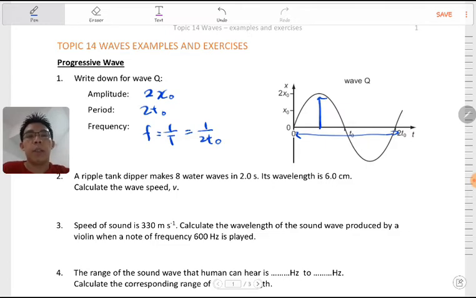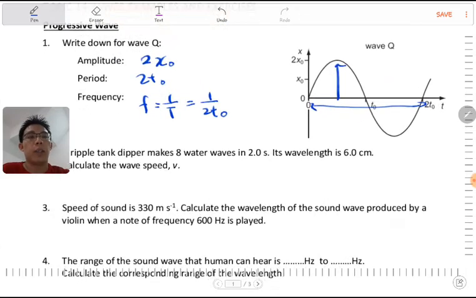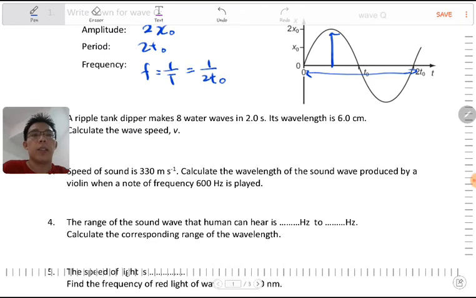Second, a ripple tank dipole makes 8 water waves in 2 seconds. Its wavelength is 6 cm. Calculate the wave speed v. So v equals f lambda. If we think back on what we talked about just now, the f actually is number of waves divided by time. This is a good example that shows you can calculate in such a way.